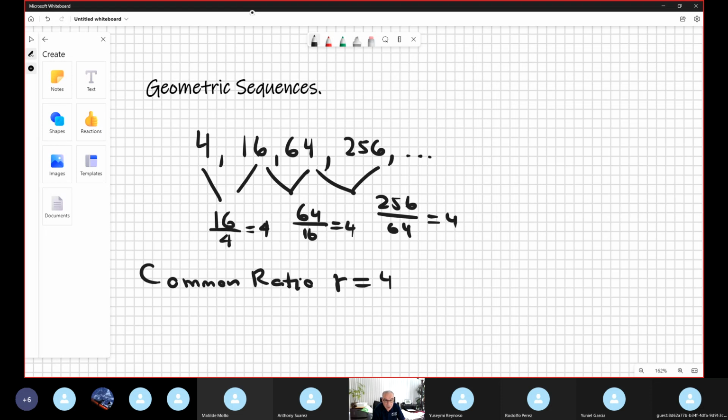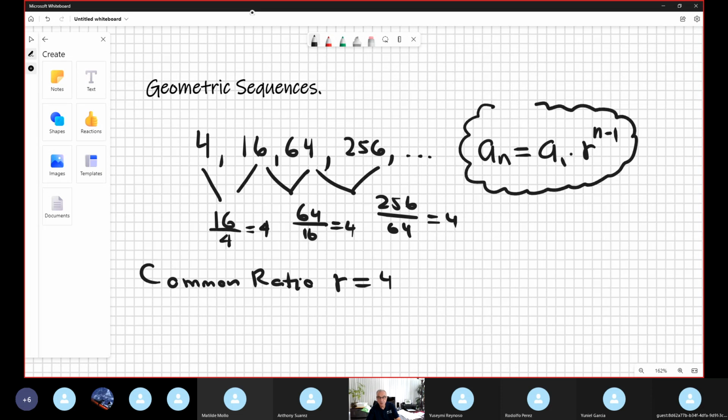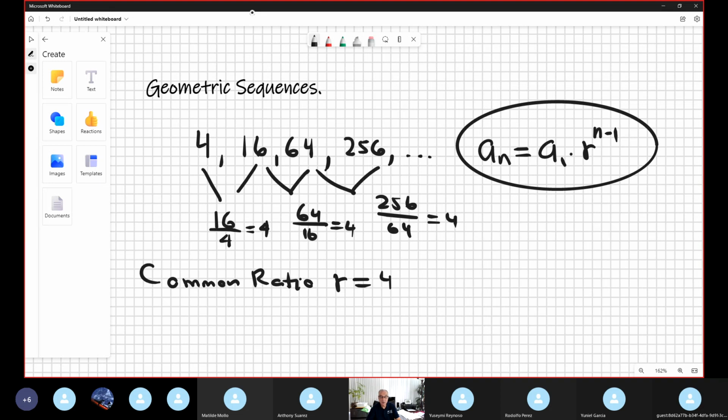In order to find the general formula, the A sub n formula, the geometric sequence equals the first one, A1, times the common ratio to the n minus 1. This is the formula. It is similar to the arithmetic formula, but in this case the common ratio is raised to a power.